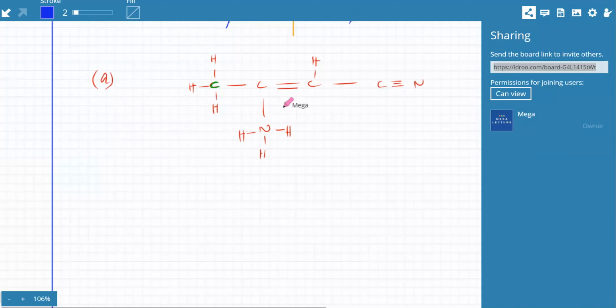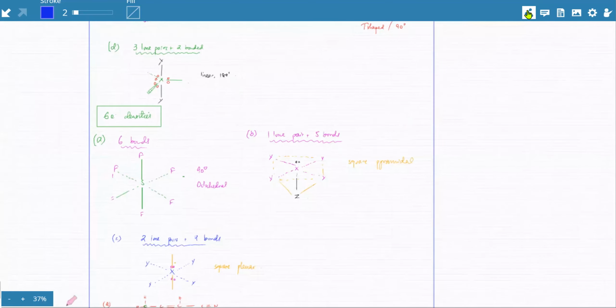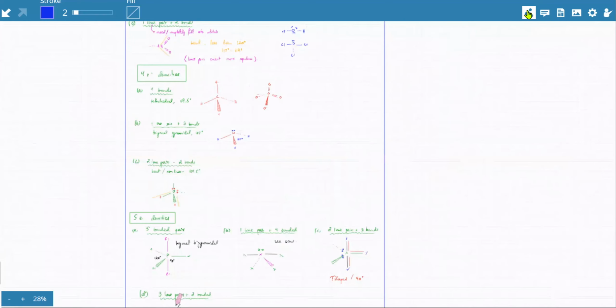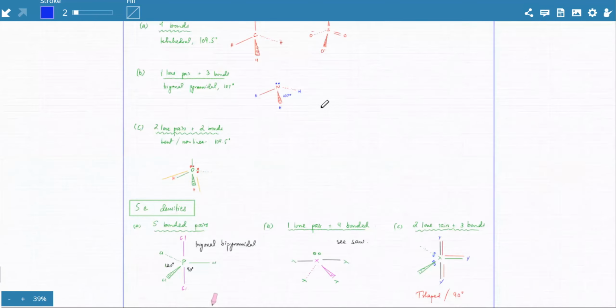Would it be a triangular plane around the first carbon atom because of the three hydrogens? How many bonds does it have? Four. Okay, so it has 4 bonds. How would 4 bonds in a three-dimensional shape remain as far away from each other as possible? Go and look at 4 electron densities. If you have 4 bonds, it's going to be tetrahedral, and it's going to be 109.5 degrees.